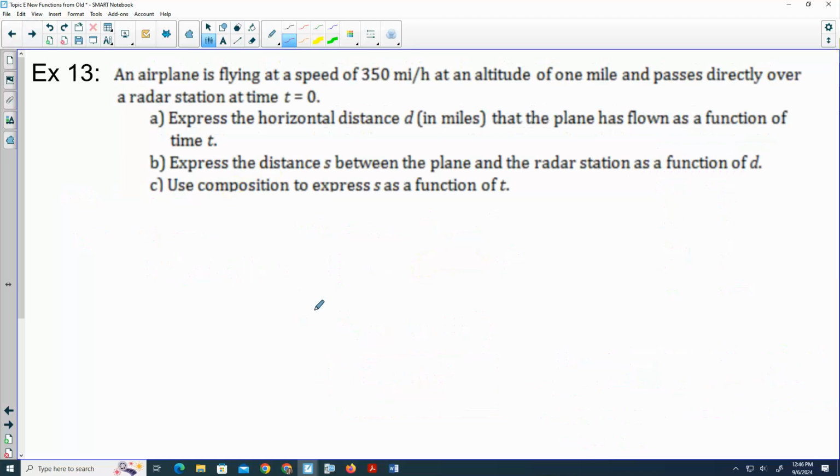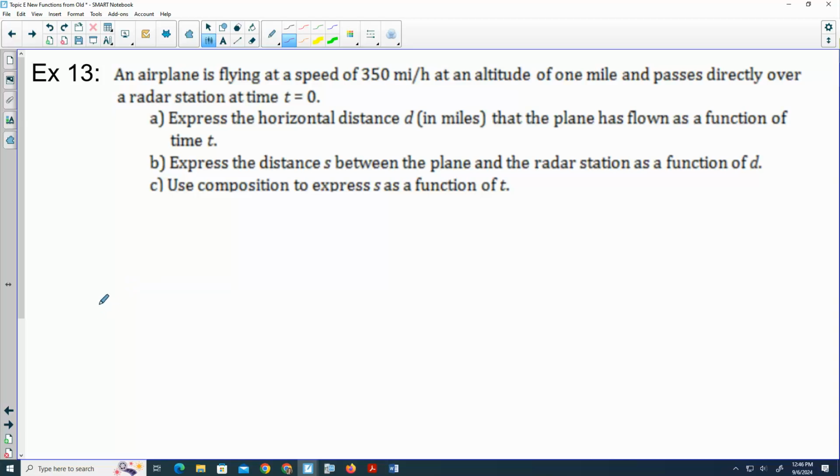Let's look at another one. An airplane is flying at a speed of 350 miles per hour at an altitude of 1 mile and passes directly over a radar station at time t equals 0. Express the horizontal distance d that the plane has flown as a function of time t.